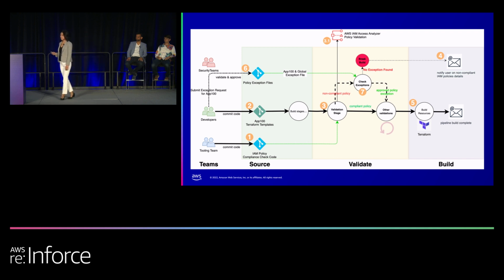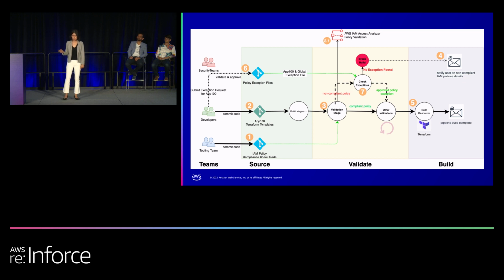Basically, what it does is extract IAM policies from my Terraform template and run policy validation with IAM Access Analyzer, shown as step 3.1 at the top of the screen there. Now, in this demo, I'm going to skip the steps for checking exceptions. And then I will show you step 4, where I get a failed pipeline because my Terraform template contains a problematic IAM policy.